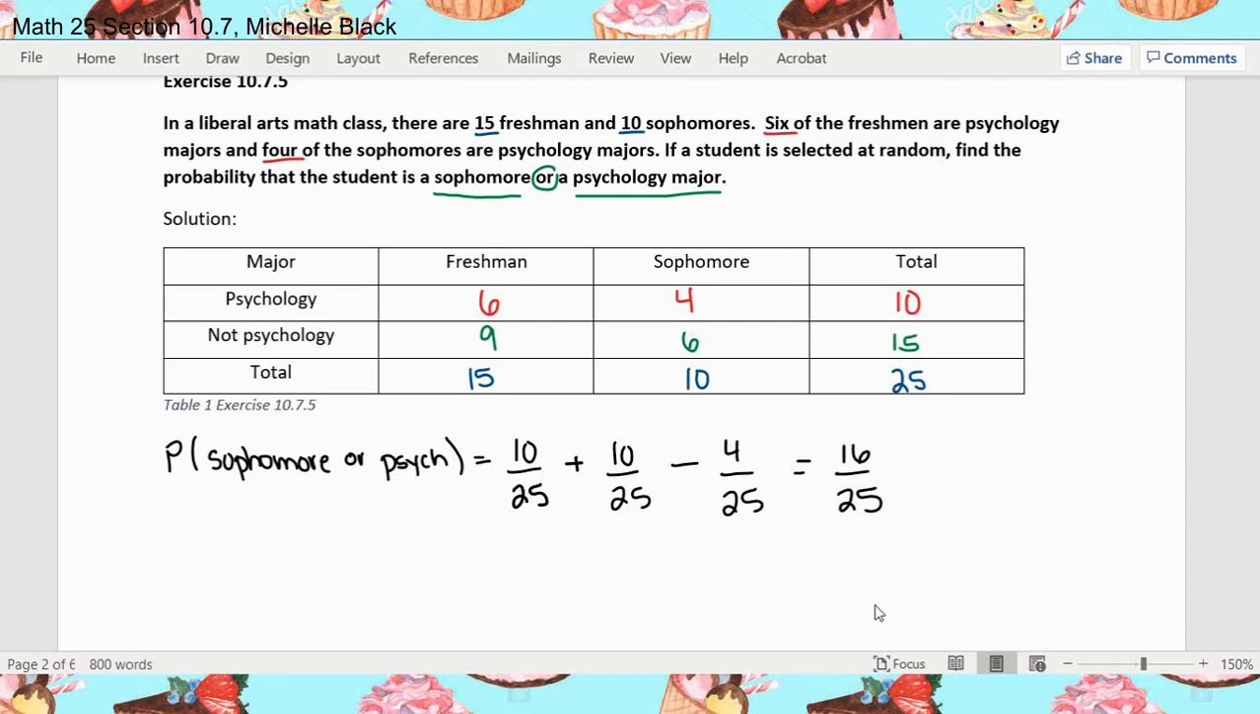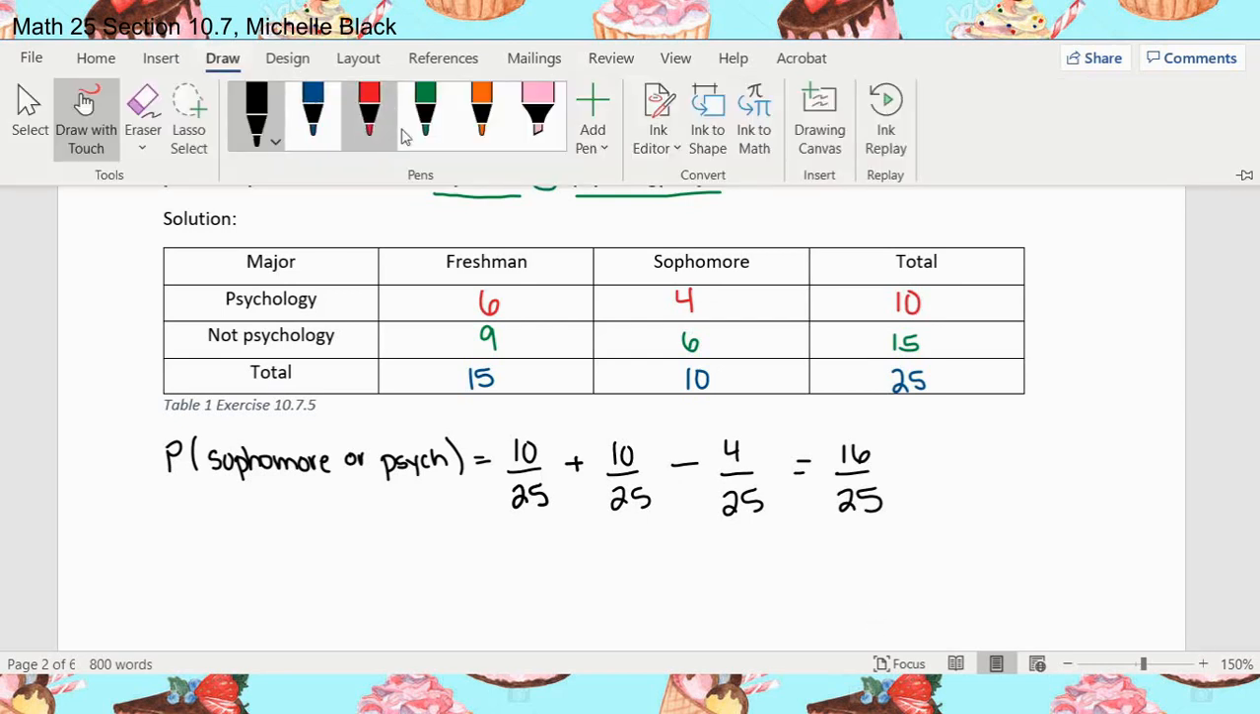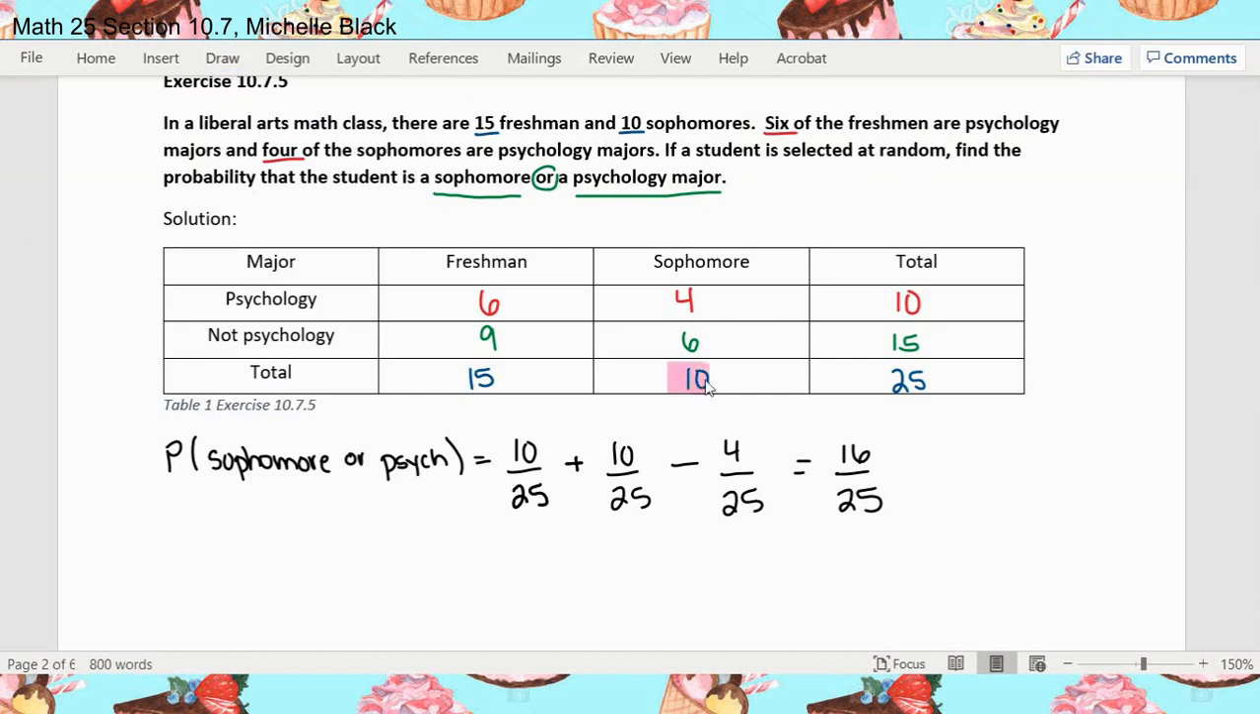So the probability of being a sophomore is 10 out of my 25 students. The probability of being a psych major is 10 out of my 25 students. But notice that I counted my 4 sophomores who are also psych majors one too many times, so I need to subtract it off once, because I already accounted for these 4 people in this group and this group. Then adding and subtracting the numerators over the common denominator, you should get 16 out of 25.